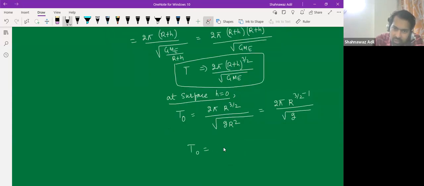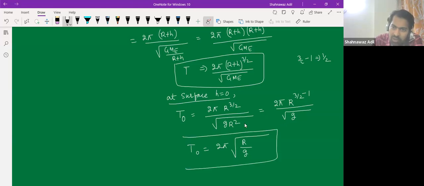This is 2 pi, and so then this is 3 by 2 minus 1 by 2, so 1 by 2, right? So this would be root R, because this numerator is R by 2, denominator is G by 2. So I can write it as R by G. Is that clear? Yes, sir.